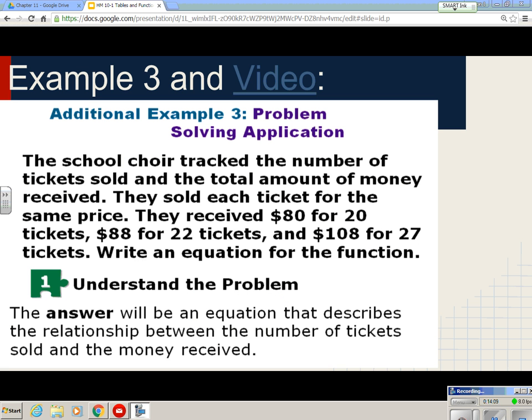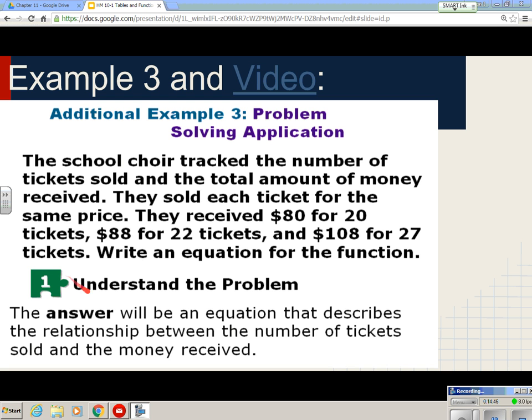And finally, let's talk a little bit about word problems. Sometimes you're going to have to pull all that information out and actually solve for something, not just write an equation. So here, this example says, the school choir tracked the number of tickets sold and the total money received. They sold each ticket for the same price, so everyone had to pay the same amount. They received $80 for 20 tickets, $88 for 22 tickets, and $108 for 27 tickets. We have to write an equation to figure out this function.